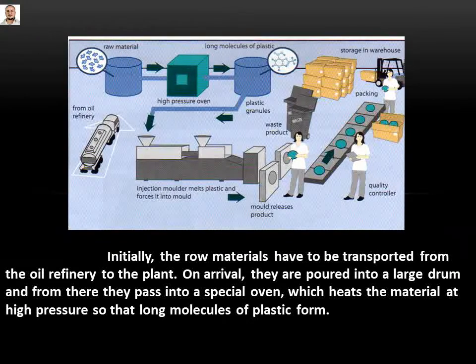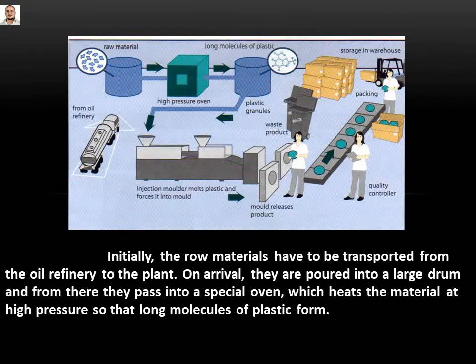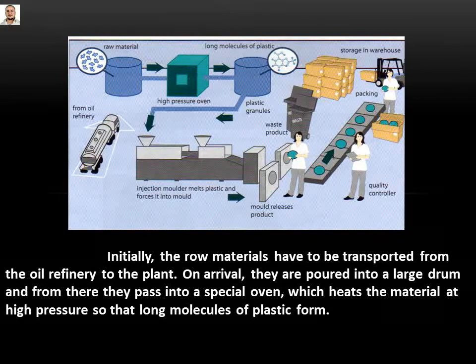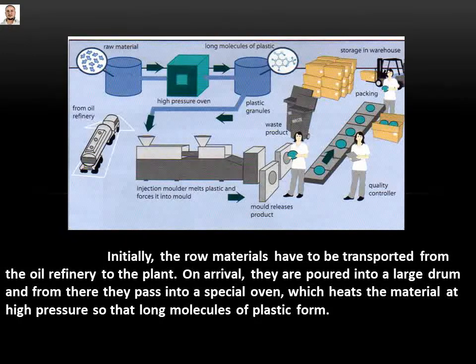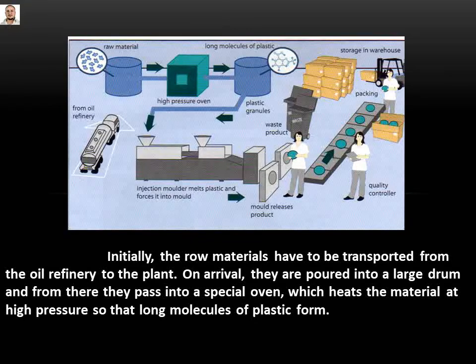The first step. Initially, the raw materials have to be transported from the oil refinery to the plant. If we notice here, on the left side, there is a lorry, or a long vehicle, you may say, or as they say in American English, a truck, on an arrow. It's written from oil refinery.